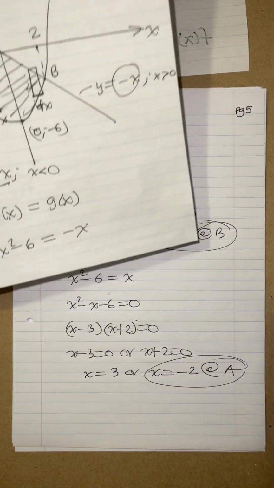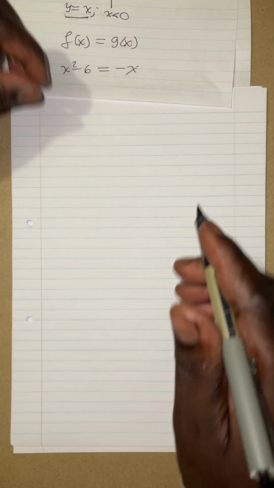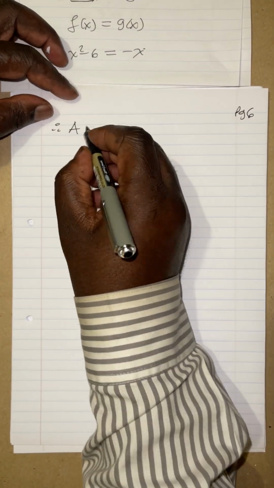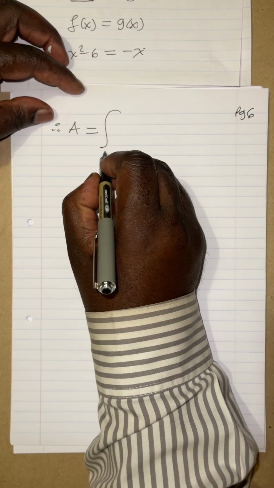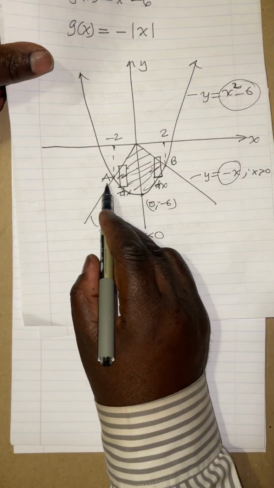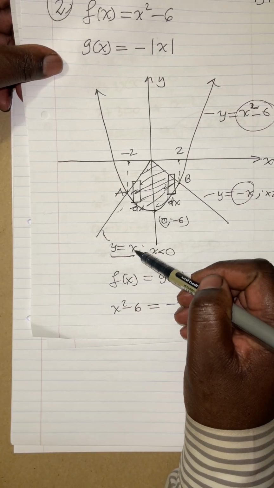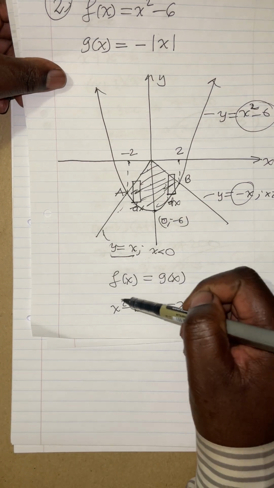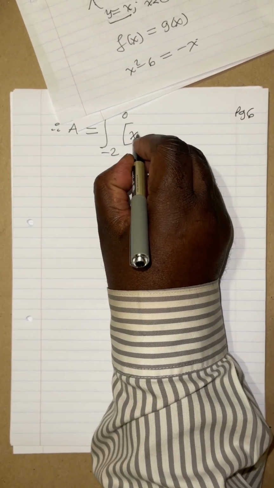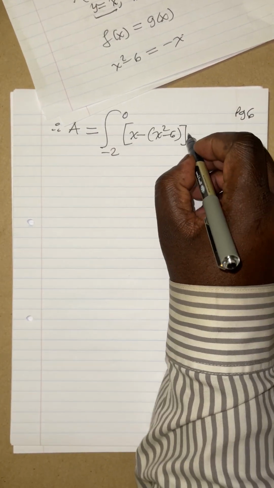All right, so taking us to page 6. Therefore, if we let A be equal to area, it will be equal to the integral from minus 2 up to 0, from x equals minus 2 up to 0 of the upper function, which is x, minus the lower function, which is x squared minus 6, that one there. So we're now saying x minus (x squared minus 6). Brackets are critical there. And then dx.